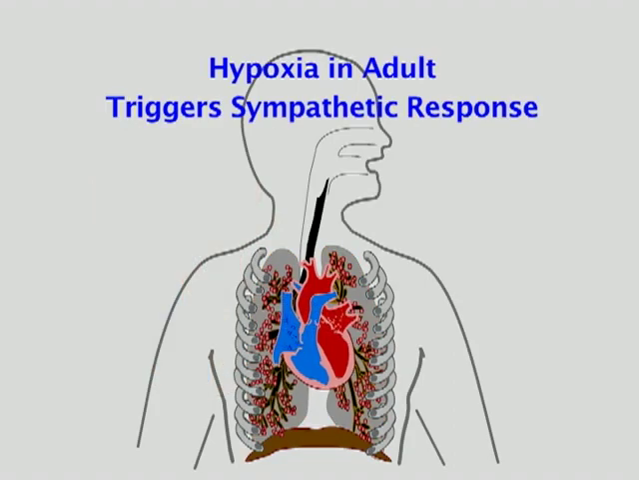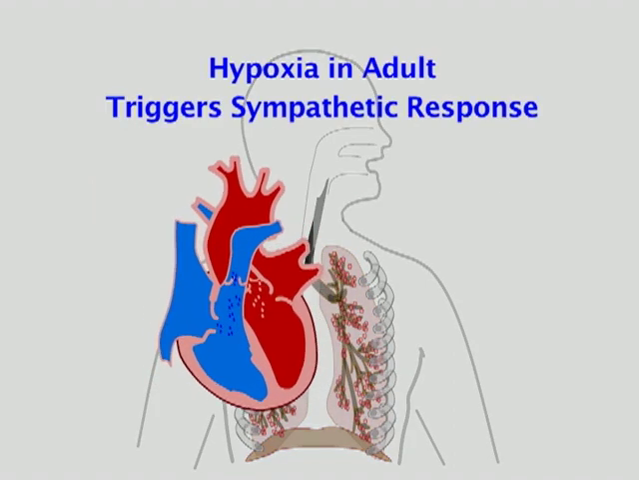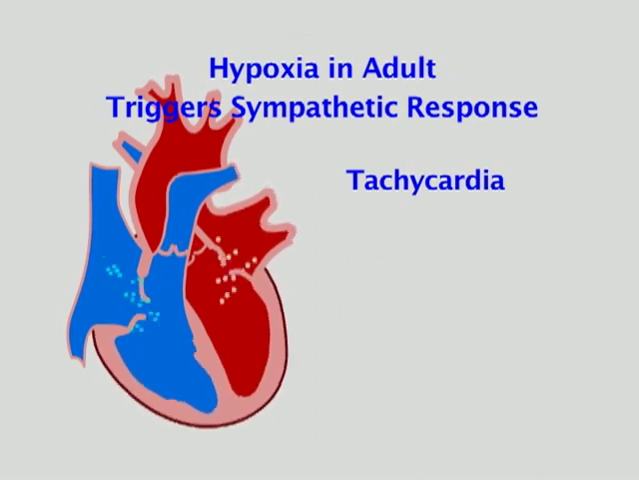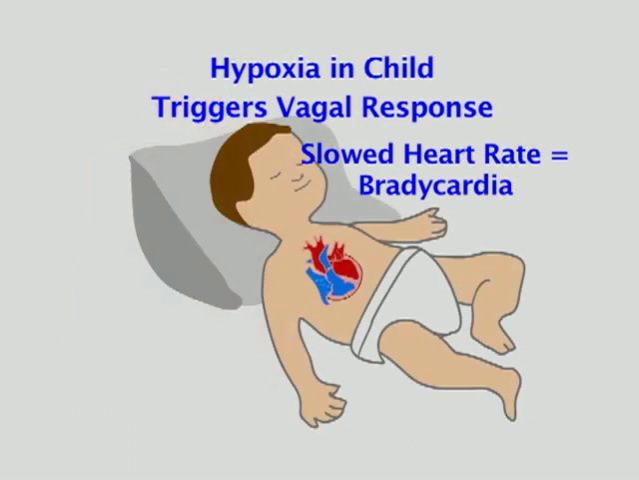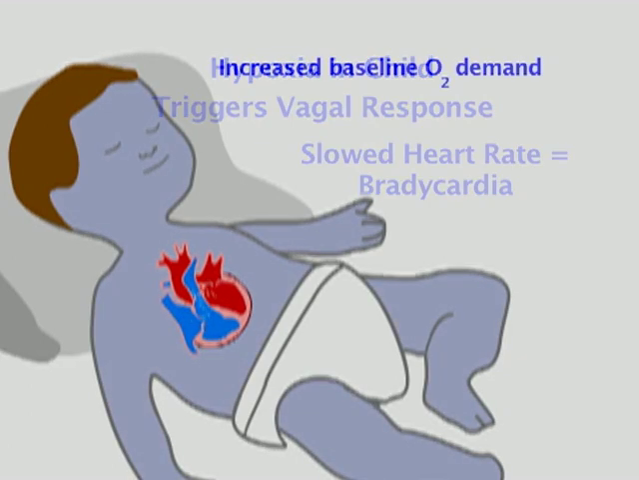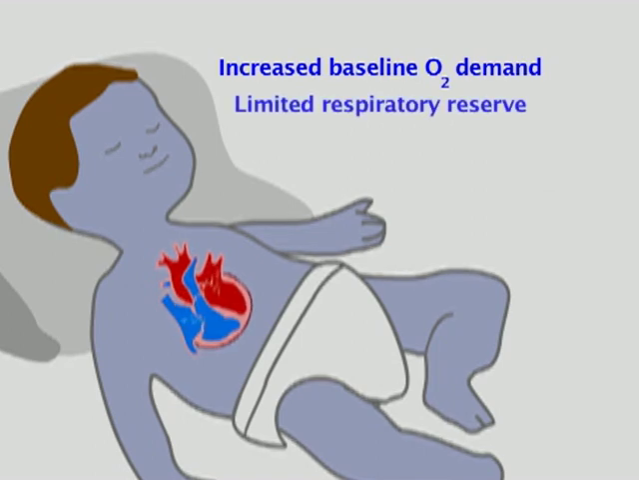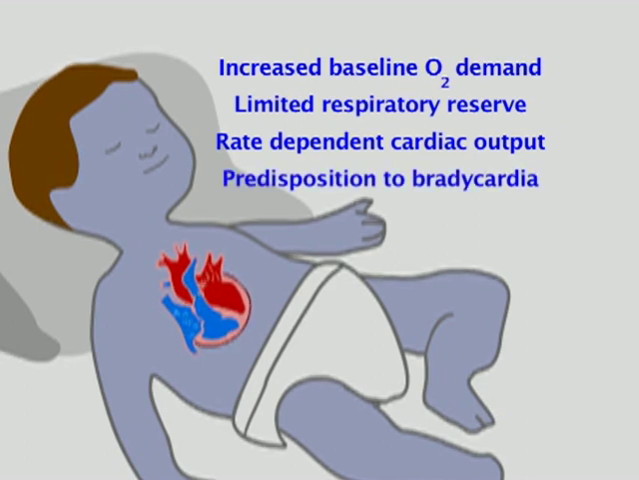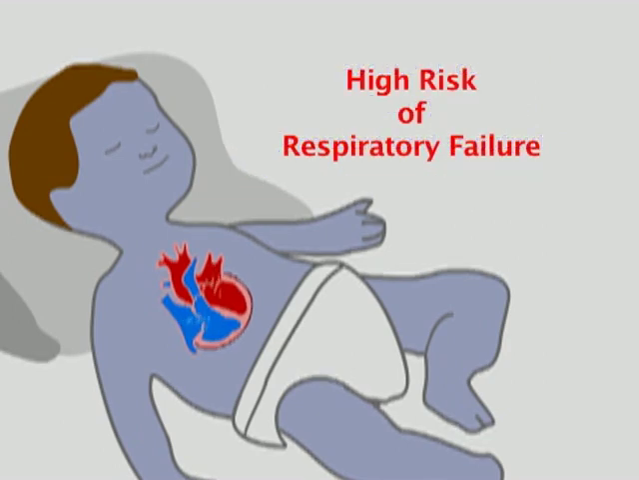Hypoxia in an adult initially triggers a sympathetic response, producing tachycardia. In a child, hypoxia triggers a vagal response and slows the heart. The slowed heart rate delivers even less oxygen and hypoxia worsens. This combination of increased baseline oxygen demand, limited respiratory reserve, rate-dependent cardiac output, and predisposition to bradycardia puts infants and children at extremely high risk of respiratory failure.